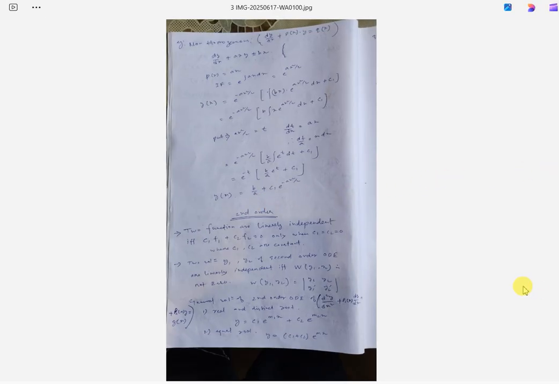So next we are going to discuss the second order differential equation. So before that we need to know about linear dependence and what is linear independence.